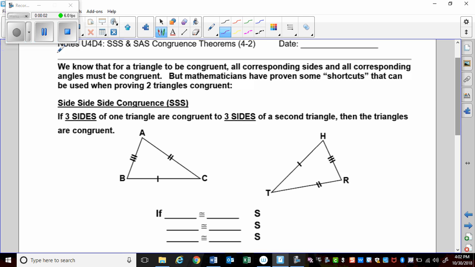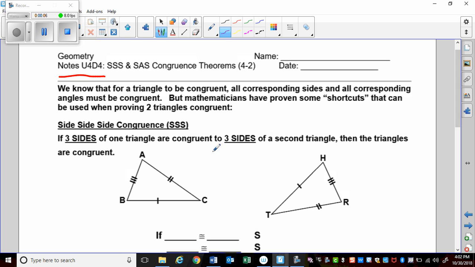Good morning. This is Notes Unit 4, Day 4. We're going to learn about the tricks to prove triangles are congruent. Today we're going to look at side, side, side, and begin our proofs. If three sides of one triangle are congruent to the three sides of the second triangle, that's one way we're going to be able to prove our triangles are congruent.